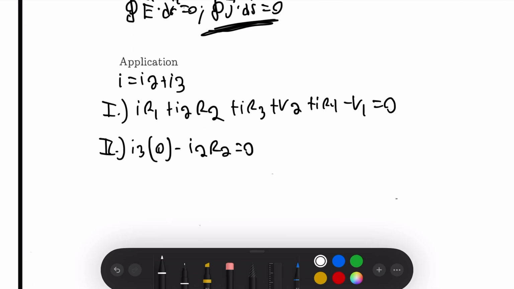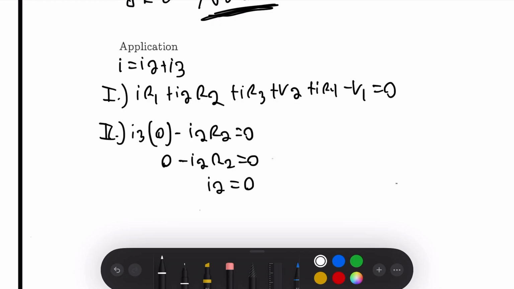So the easiest thing we can probably do is do the second loop right now, because I will get 0 minus I2 R2 is equal to 0, meaning that if I divide by R2 on both sides, I get the current I2 is equal to 0. Right? So then, if I now work with my junction that I had up here, I know I2 is 0, so I have I is equal to 0 plus I3, meaning I is equal to I3, and that makes things so much easier to solve now.